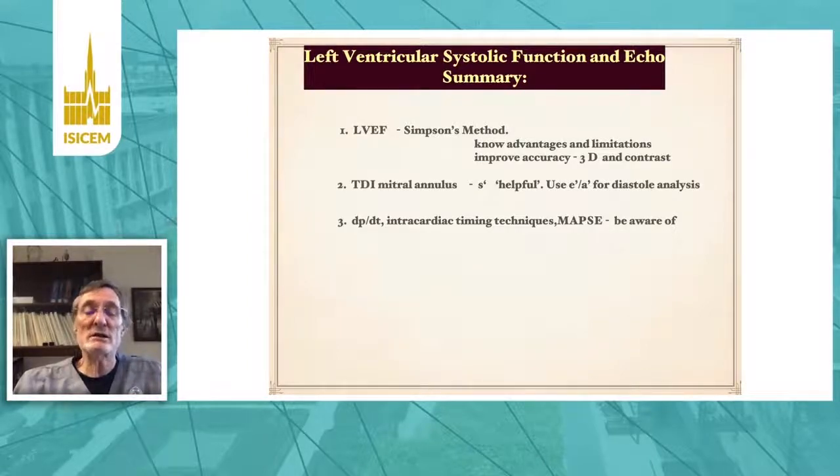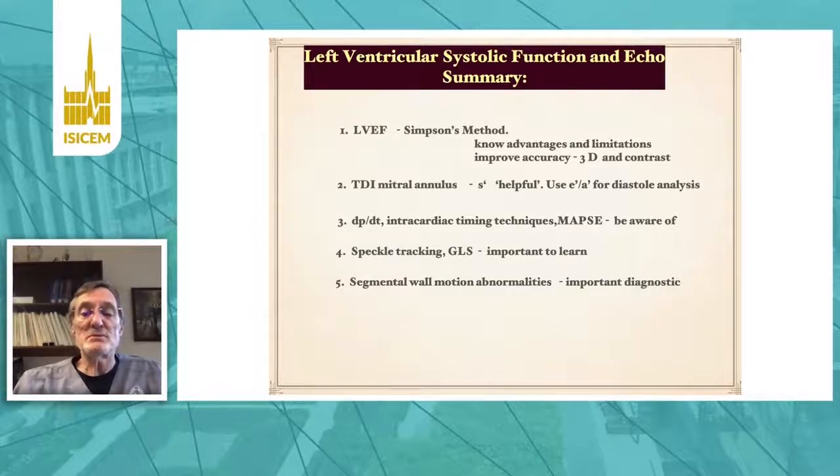There are timing techniques that you could use. Speckle tracking has become very important. It's not available on all machines, but as the years go by, then I think most critical care physicians will be learning how to use this. Segmental wall motion abnormalities, to decide if there's underlying coronary artery disease or not, and is there a need for this patient to go directly to a coronary angiogram and possible stenting, is very important.